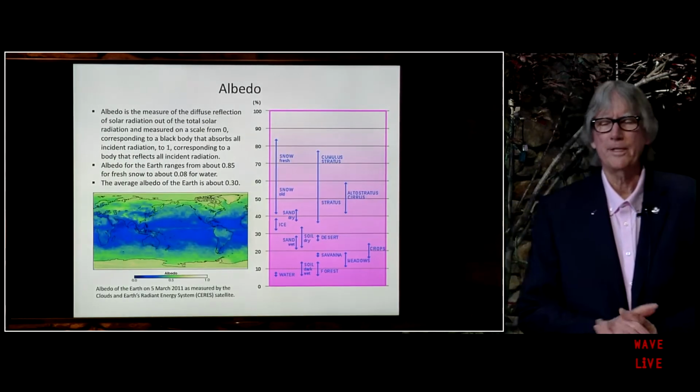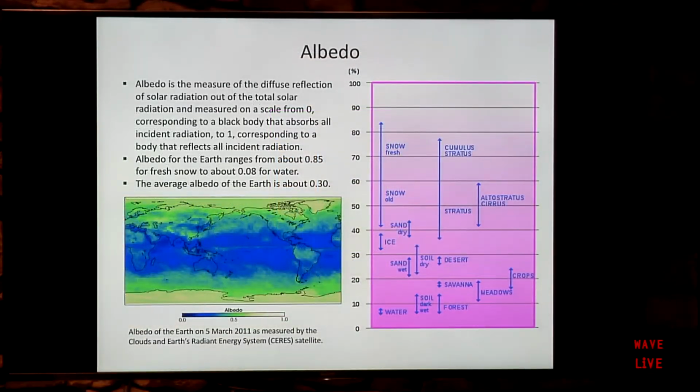Now, I've mentioned the word albedo here. Let's take a little bit closer look at that. Albedo is the measure of the diffuse reflection of solar radiation out of the total solar radiation, and is measured on a scale from 0 to 1. So a value of 0 would be absorbing all of the solar radiation. A value of 1 would be reflecting it all away. The Earth's albedo ranges from about 0.08 to 0.85. Here's a picture made from satellite data, which actually shows an instantaneous picture of the albedo on 5 March 2011.